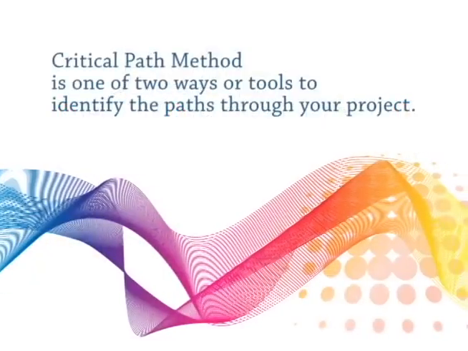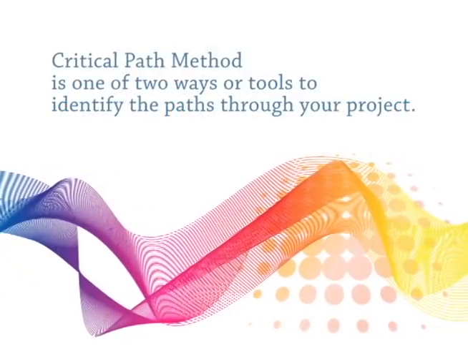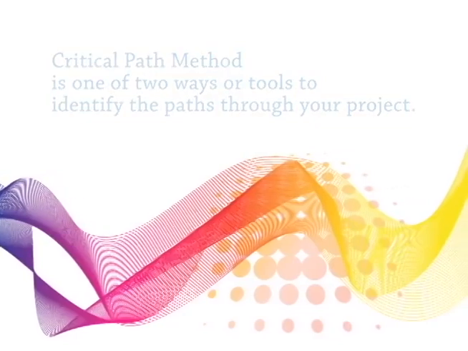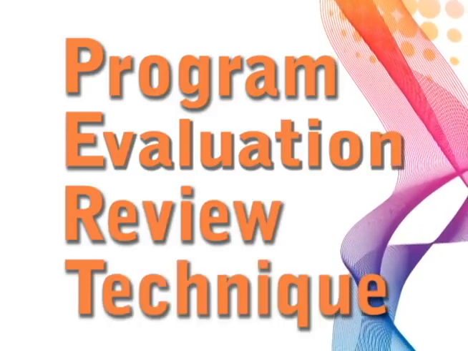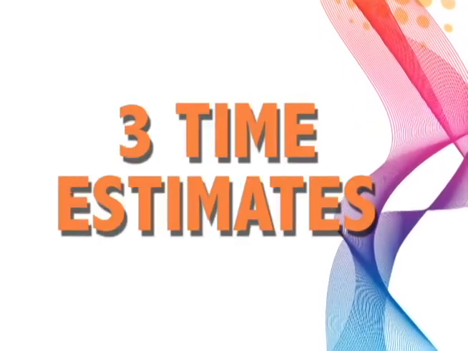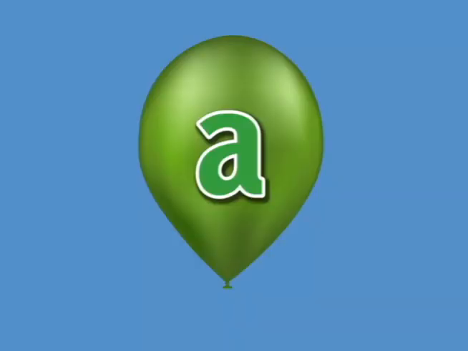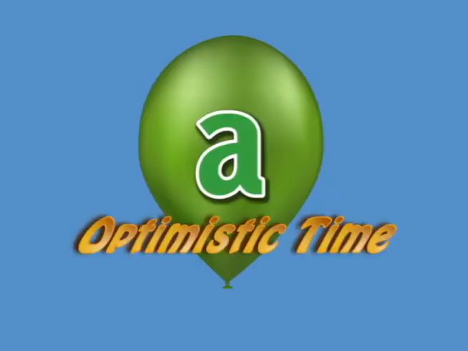So that's the critical path method. As we started out talking, I told you there was a second method. It's called PERT, Program Evaluation and Review Technique. PERT uses 3 time estimates. It uses a time estimate that is called A, that is the optimistic time.